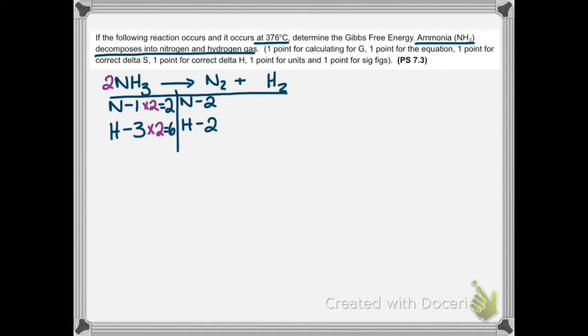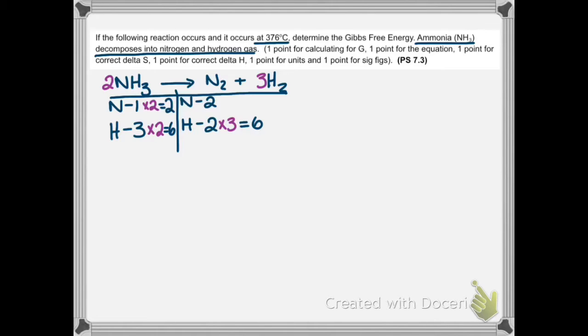If we look now, our nitrogens are in fact balanced, but our hydrogens are not balanced. So now we have to balance our hydrogens. We're going to multiply our hydrogens by 3 to have that total of 6. And you guessed it, we're going to put that 3 all the way up in front of our hydrogen. Now that we've done that, we have our balanced equation.